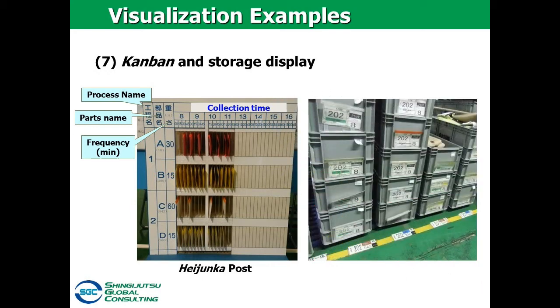Kanban is a tool for the visualization of products, and it's necessary for just-in-time production and transportation. These visualization examples show the transportation directives of the Heijunka post and the progress status by the Kanban on each of the bins. Inventory amount is managed with a Kanban, which is attached to the product at the parts storage.